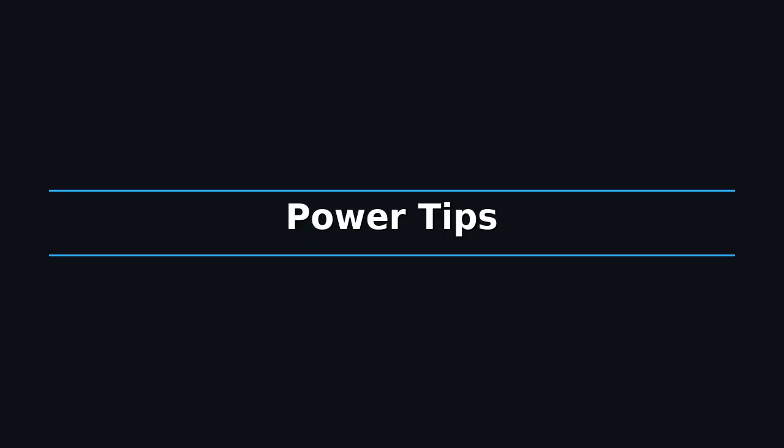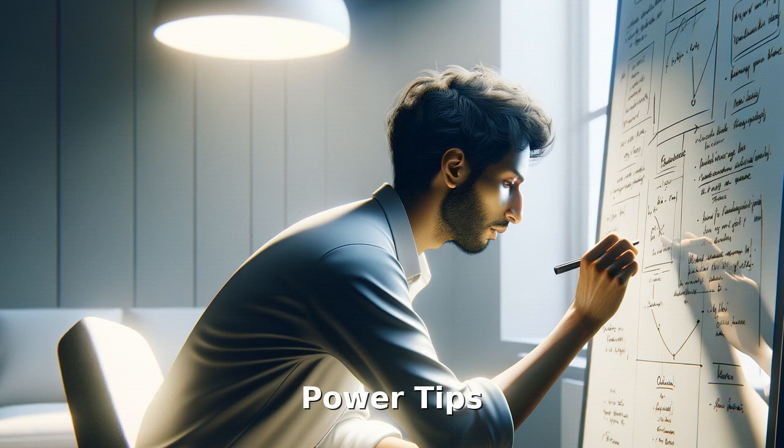Now, let's discuss some power tips to really elevate your system prompts. First, consider including examples in your prompts. For instance, you might say, "As a recipe creator, provide me with a healthy dinner idea like grilled salmon with asparagus." Examples help guide the assistant to what you're looking for.